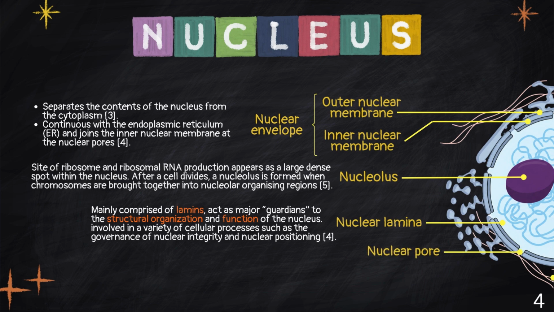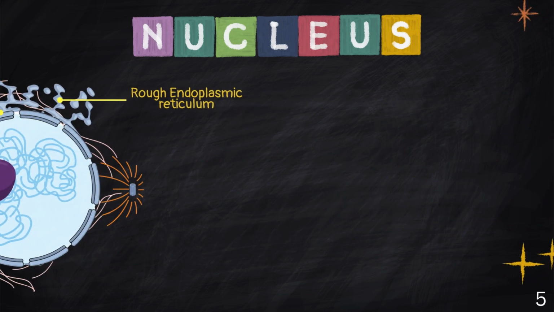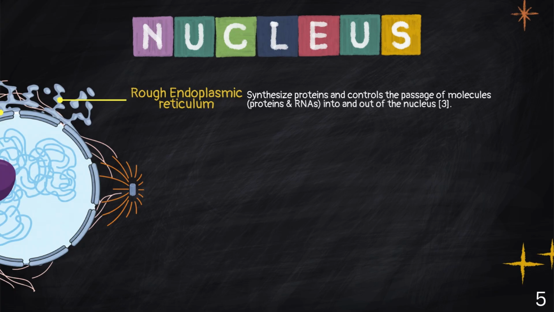Nuclear pores, which are embedded in the nuclear envelope, control the movement of molecules such as proteins and RNA in and out of the nucleus. The endoplasmic reticulum, especially the rough endoplasmic reticulum, is studded with ribosomes and is involved in protein synthesis. It also plays a role in the movement of proteins and other molecules within the cell.